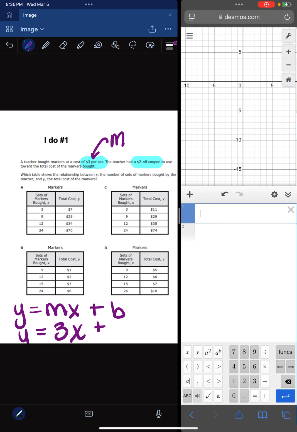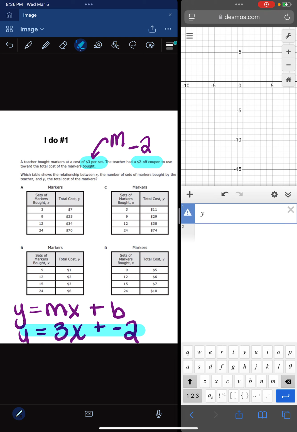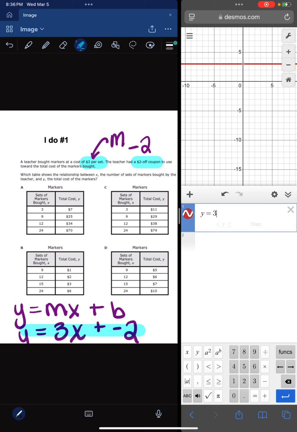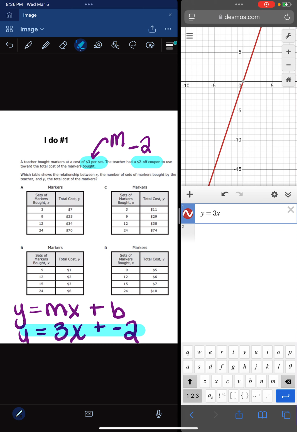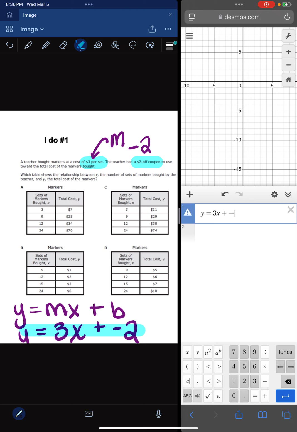B will always just be my second number. And notice that it says $2 off. If I'm using a coupon, I'm usually taking off $2 or I'm subtracting that amount. So this will be a -2. So it would be plus -2. So now that we found our equation, we're going to go into Desmos and type that equation in. So y equals 3x plus -2.